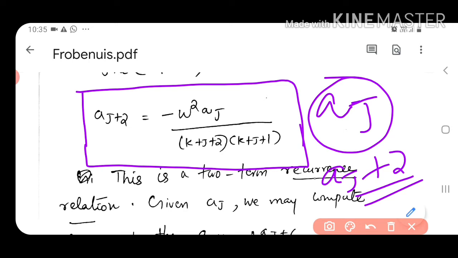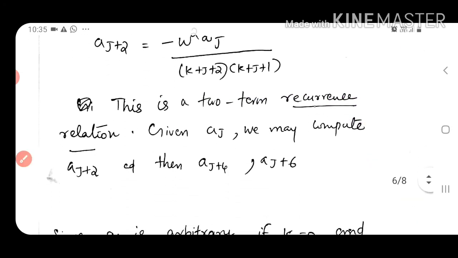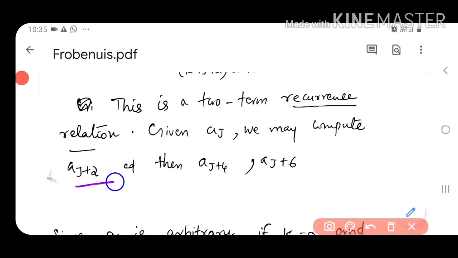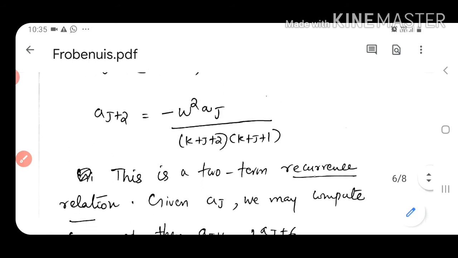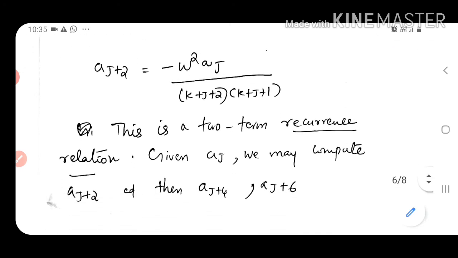So from a given aj, we may compute aj plus 2, aj plus 4, aj plus 6, like that. This is called a recurrence relation. By taking the coefficient of x to the power k plus j, I am getting the recurrence relation. I hope you remember the steps through which we have passed now.